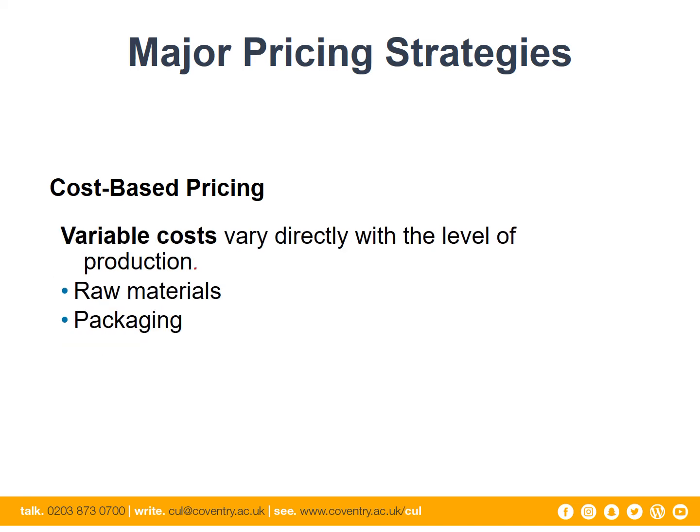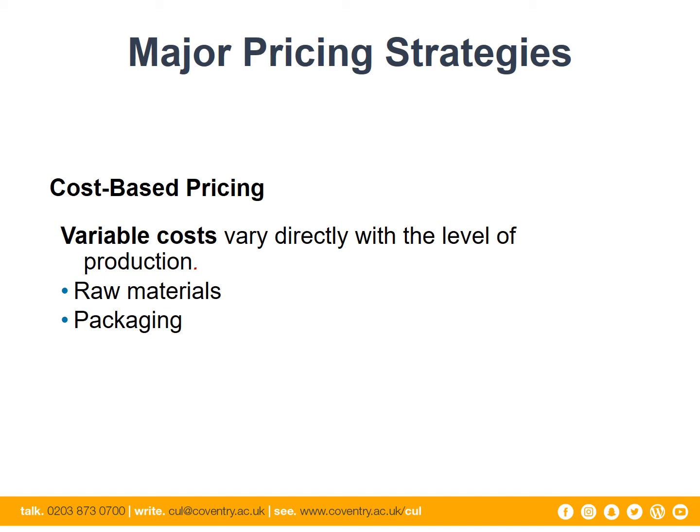So we also need to take into consideration with cost-based pricing the variable costs, and variable costs vary directly with the level of production, which includes raw materials and packaging, because the more quantities that you require, then obviously the more raw materials you're going to incur in terms of costs, and the more packaging you're going to cost, and the more costs to actually put it all together is going to vary depending upon the number of units that you need. But the good thing is, usually you can get economies of scale.